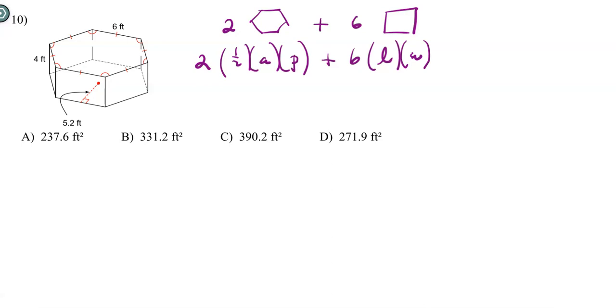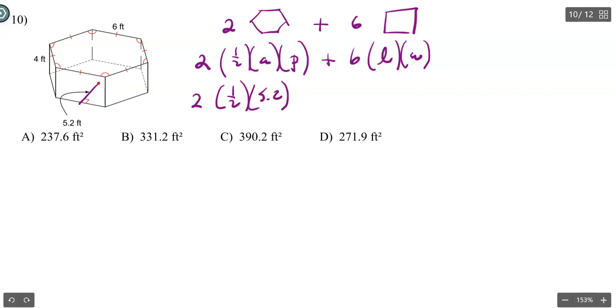Let's pop some numbers in here. So I have 2 1/2. The apothem is chilling right there, 5.2. The perimeter of this thing, so remember, the perimeter is all the way around, and since every side is 6, I have 6 of those all the way around. So I'm going to have 6 times 6. So I'm going to have a perimeter of 36 all the way around.